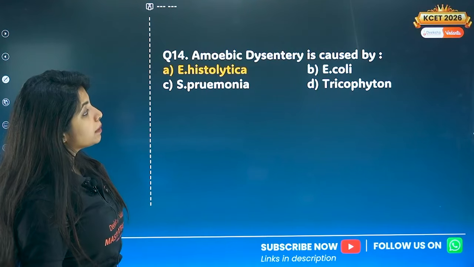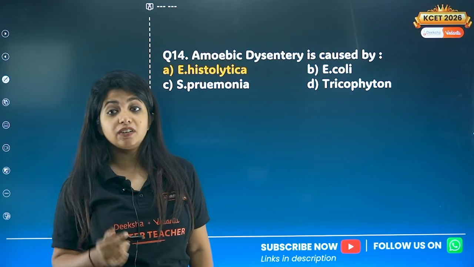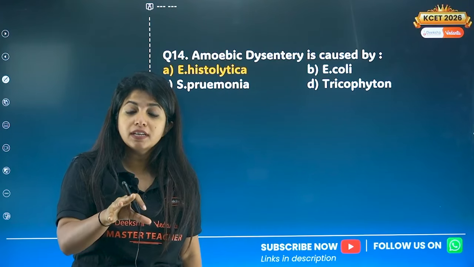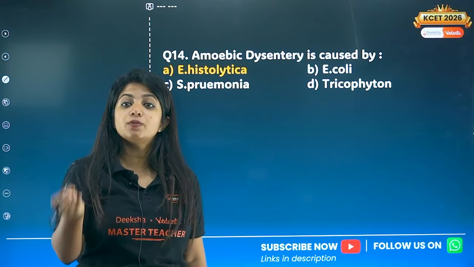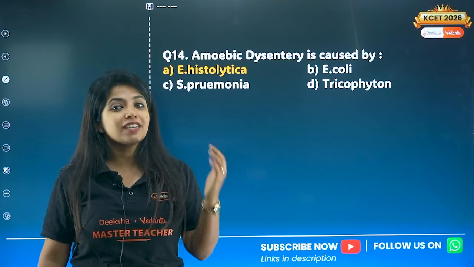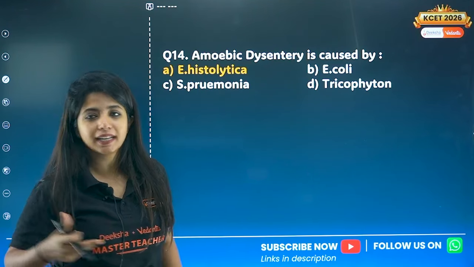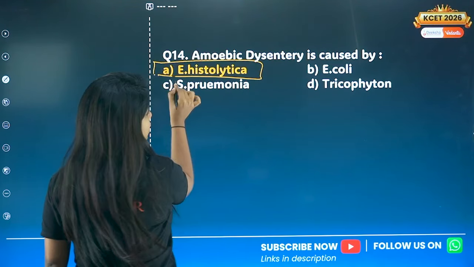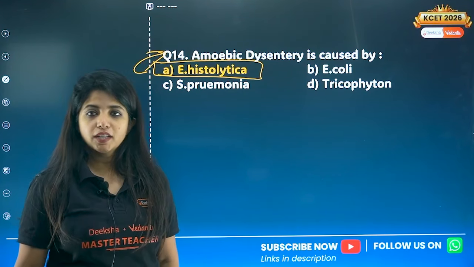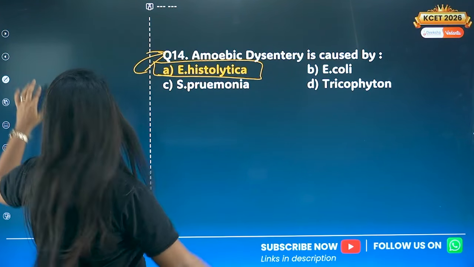Going ahead, amoebic dysentery is caused by Entamoeba. Dysentery means whenever in the stool there is mucus as well as blood. This is known as dysentery. Now an amoeba is causing it. What is the name of this amoeba? Entamoeba histolytica. So E. histolytica would be the answer for this particular question, that is amoebic dysentery. It's not E. coli, nothing else.